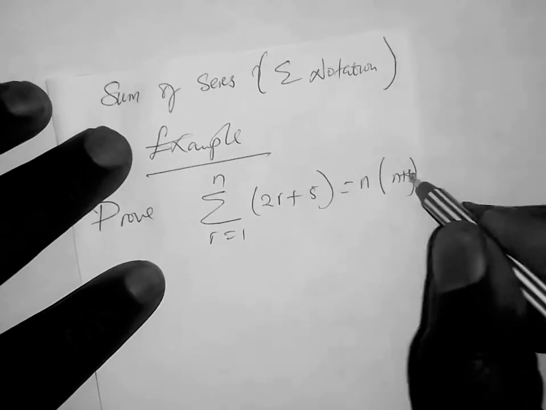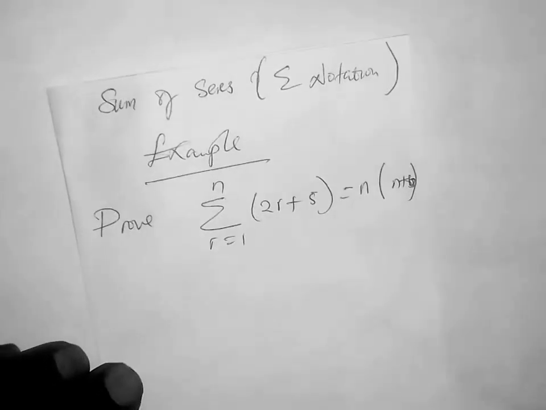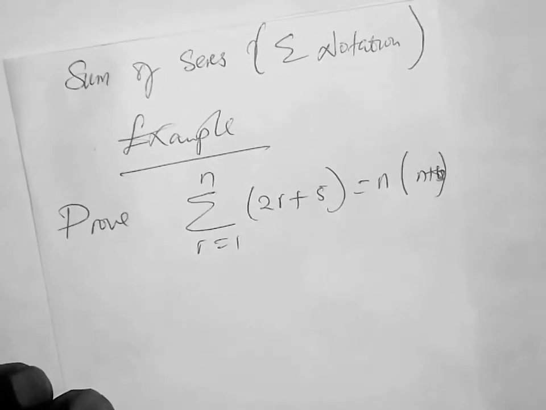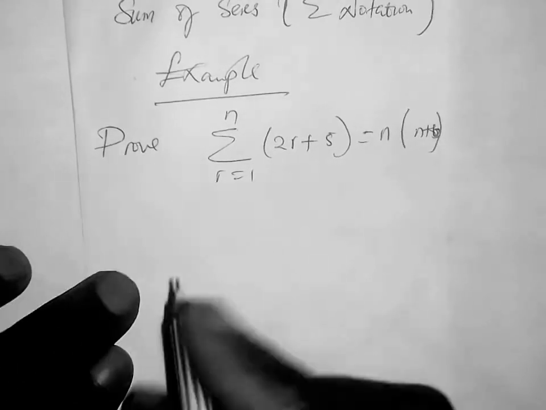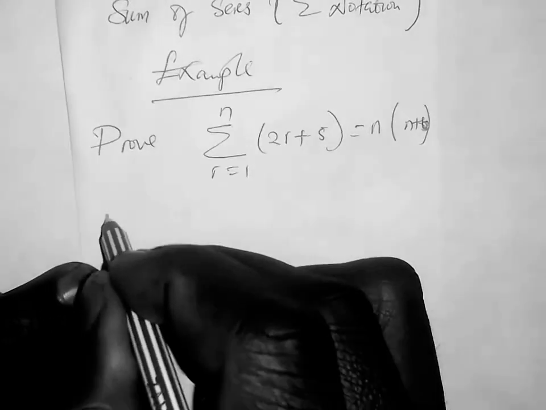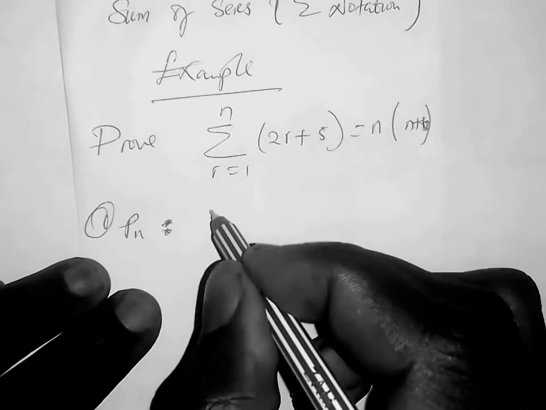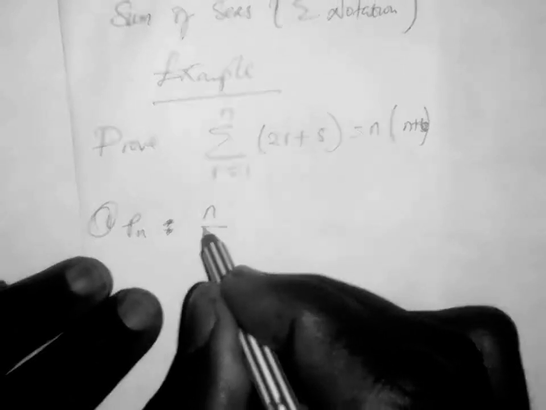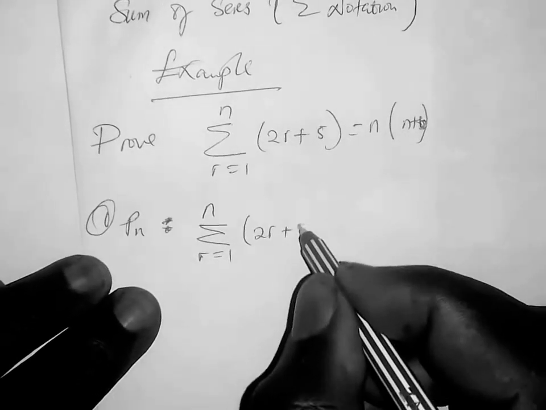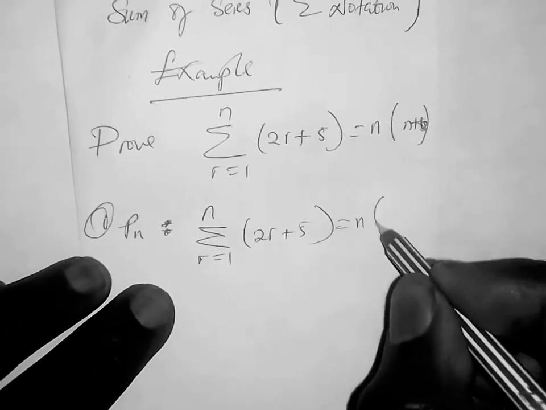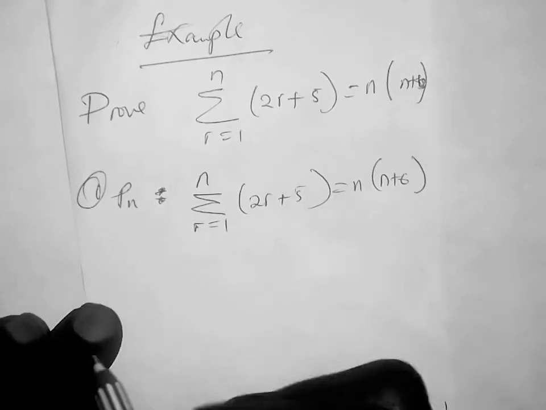This is a 6. All right, there we have it. Hope everybody's able to see that. So what we do now from here, we just let our first step Pn be such that the sum from r = 1 to n of (r + 5) is equal to n(n + 6).